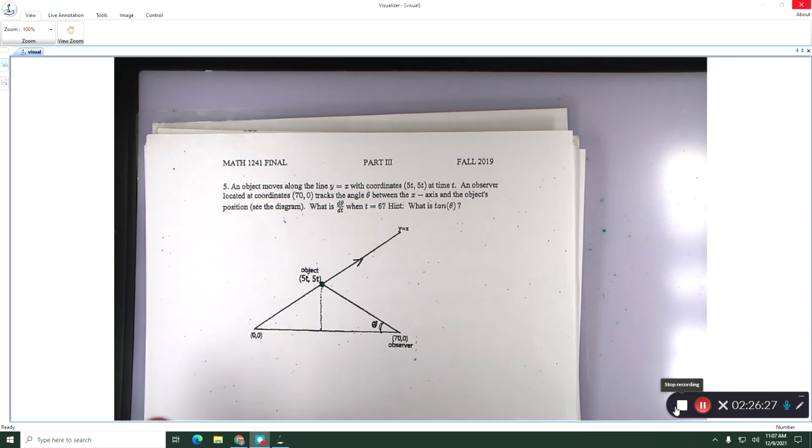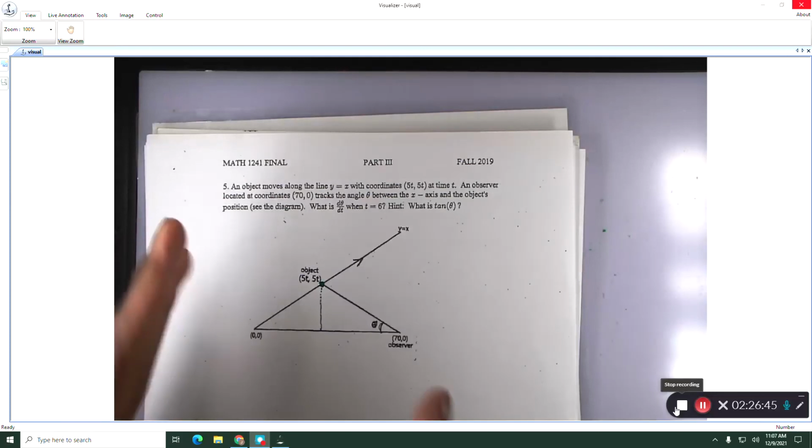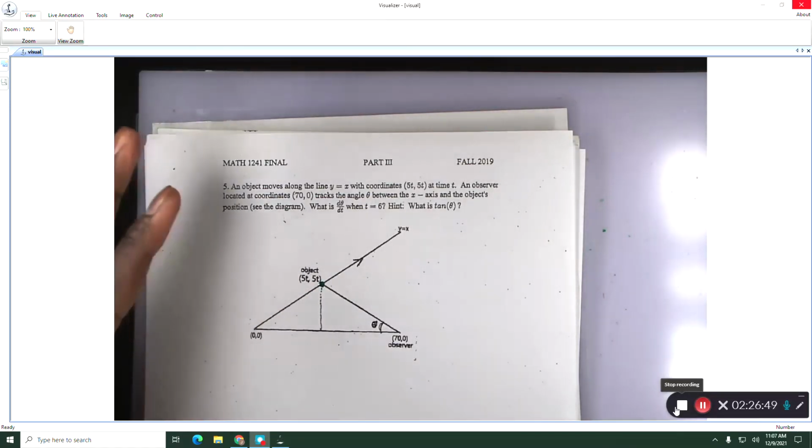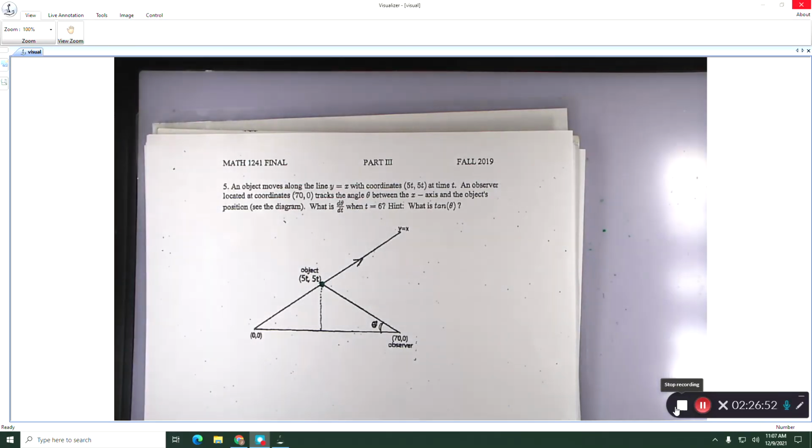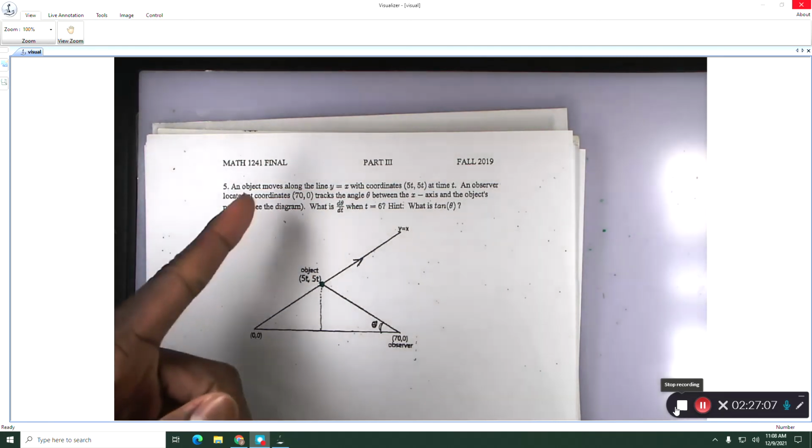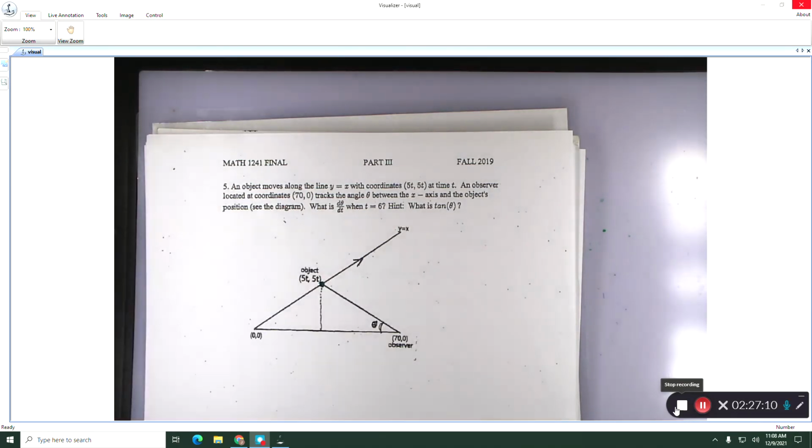Now, it says an object moving along y equals x has the coordinates 5t, 5t at time t. An observer located at coordinates 70, 0 tracks the angle between the x-axis and the object's position. See the diagram. They were given a diagram, so you don't have to draw it out, but I wouldn't bank on that. Just be prepared to be able to draw it out as well. But most times you're given the diagram from what I've seen previously. It says, what is d theta dt, the derivative of theta with respect to t, when t is equal to 6? Hint, tangent of theta. What is tangent of theta?